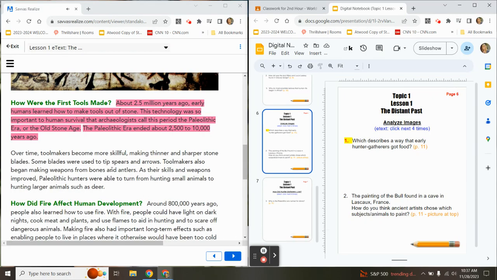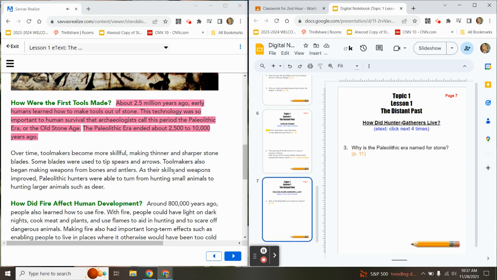How were the first tools made? About 2.5 million years ago, early humans learned how to make tools out of stone. This technology was so important to human survival that archaeologists call this period the Paleolithic era, or the Old Stone Age. The Paleolithic era ended about 2,500 to 10,000 years ago. Over time, tool makers become more skillful, making thinner and sharper stone blades.